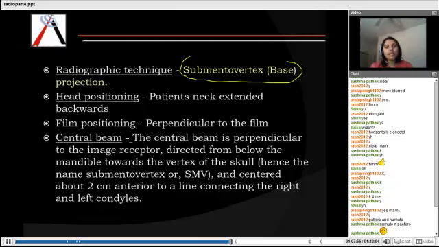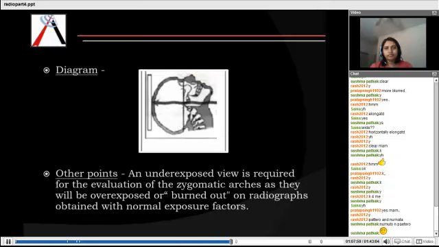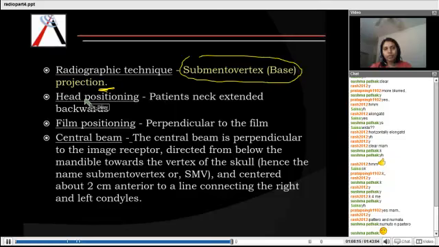Next is submental vertex or the base projection. Look at the diagram here. If you just see the name, it's submental vertex. We are going from the submental region to the vertex. Most of the times the name will give you the total hint. Now, head position is the patient's neck is totally extended backwards, and the film is positioned perpendicular to the central beam.